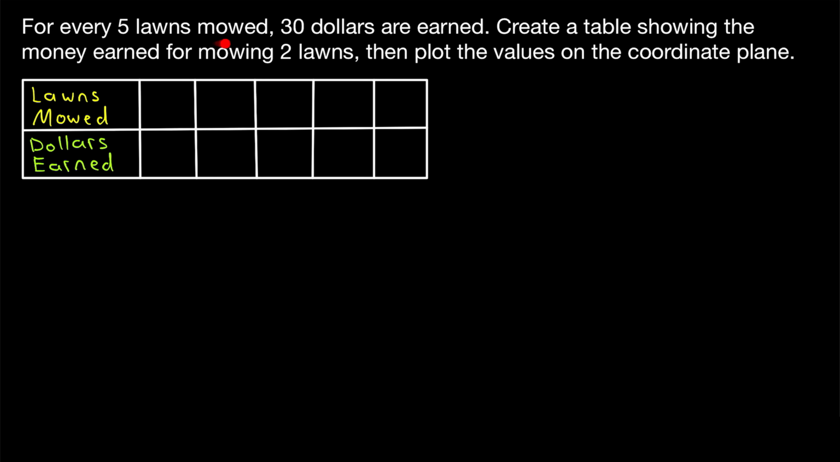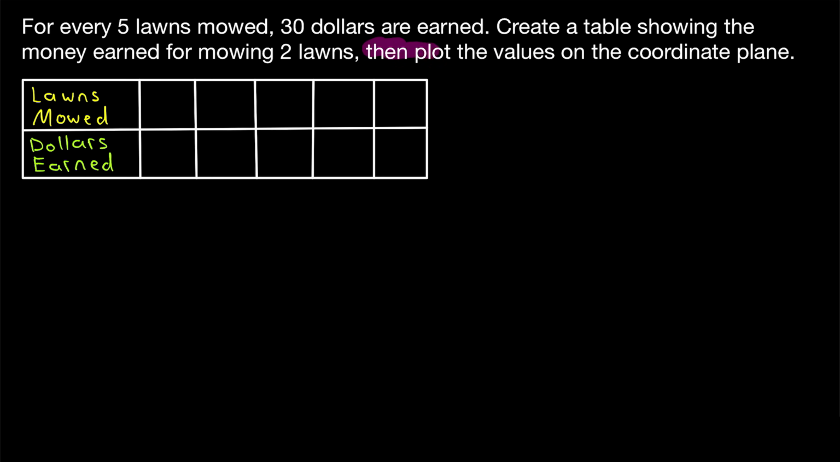For every 5 lawns mowed, $30 are earned. We want to create a table showing the money earned for mowing 2 lawns specifically, and then plot the values on the coordinate plane. I don't necessarily want to encourage you to complain to your teachers, but if I was a student given this question, I would complain because this question is really ambiguous.